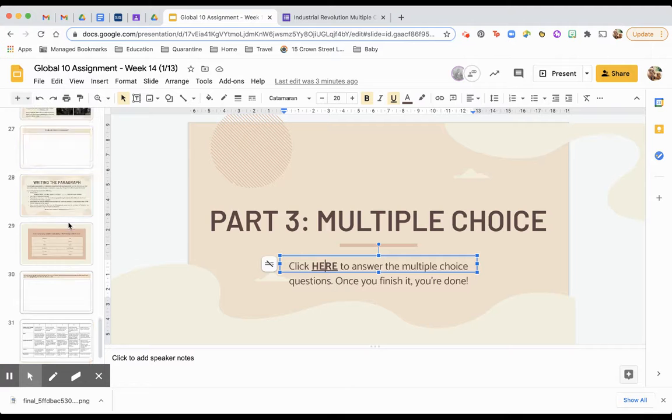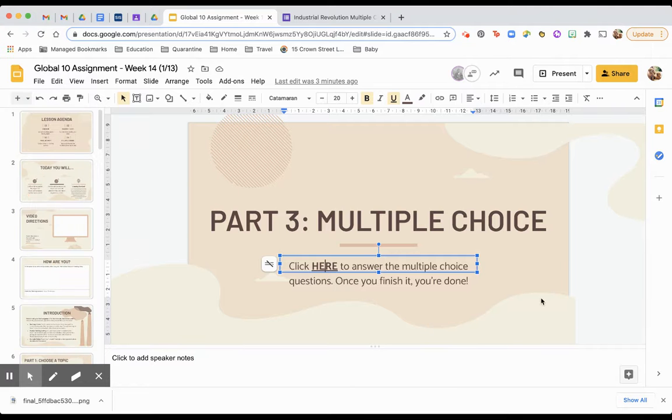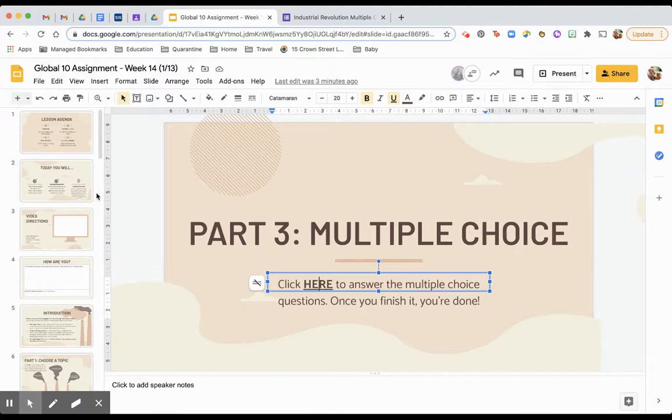That is it. I know it again looks like a lot of different slides, but it really isn't that much. Again, you're only looking at one of the issues, then you're going to be making a meme, and you're going to be writing about it and answering some multiple choice questions. That is it for this week.